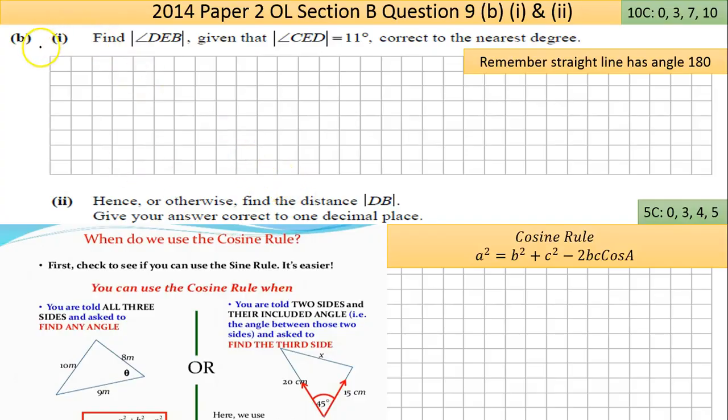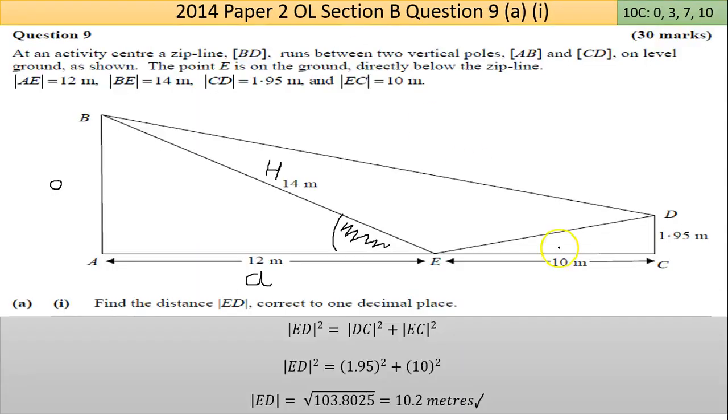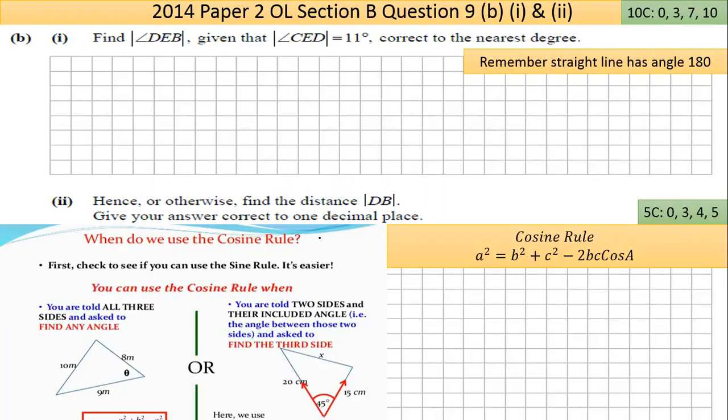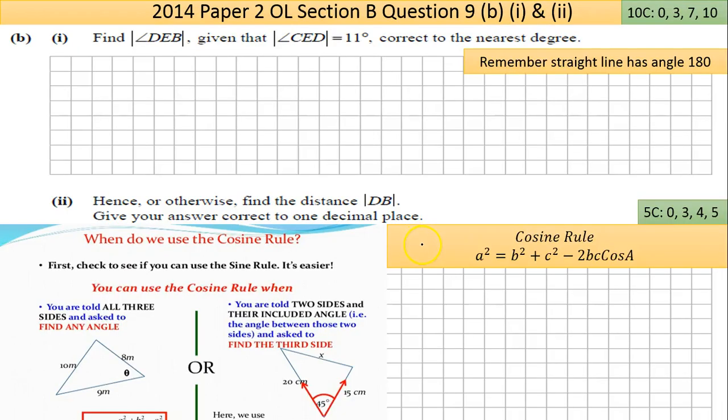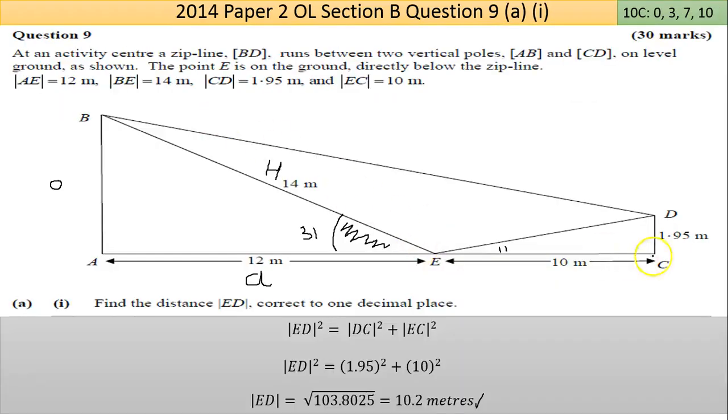So the next thing then says B part 1, find DEB given that CED equals 11 degrees. Let's go back. Okay, so CED is 11 degrees. We now know this was 31. Check that to make sure. 31. And I'm asked to find, I should remember, DEB. Okay, so DEB. So we have to find that angle there.